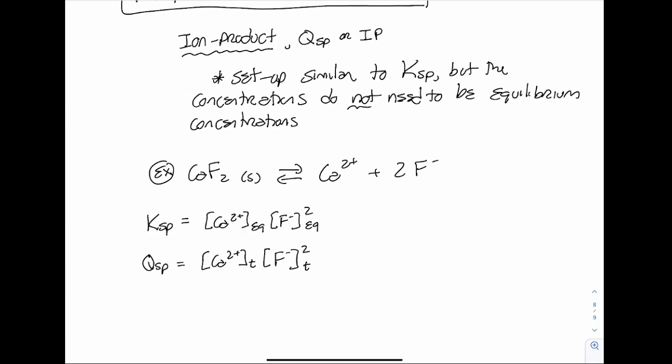And then what we can do is compare our Qsp to our Ksp to see which way our reaction is going to shift. Anything that's going to shift it towards the reactant side, that's my solid, I'm going to form a precipitate. Remember, precipitate is a solid that falls out of solution. So if I have a solution and I shift it towards the solid, I'm going to get a precipitate. If I shift it towards the aqueous ions, towards my products, I am not going to get a precipitate.